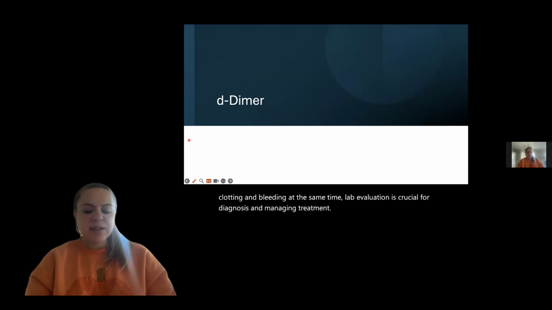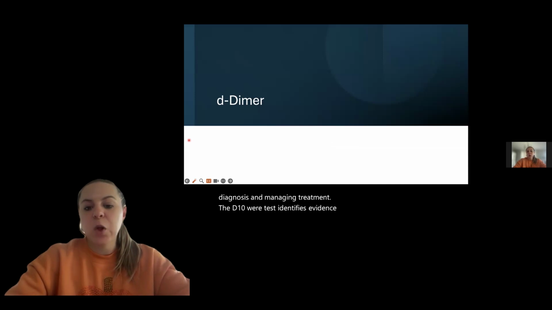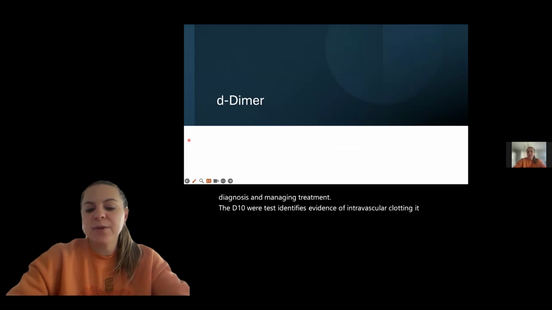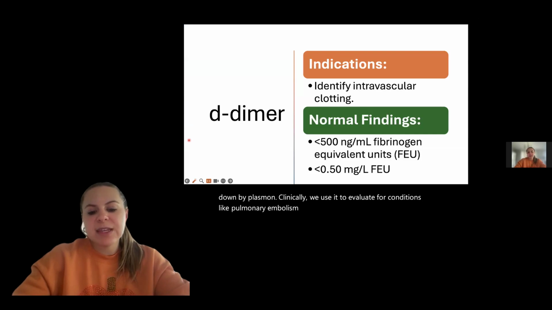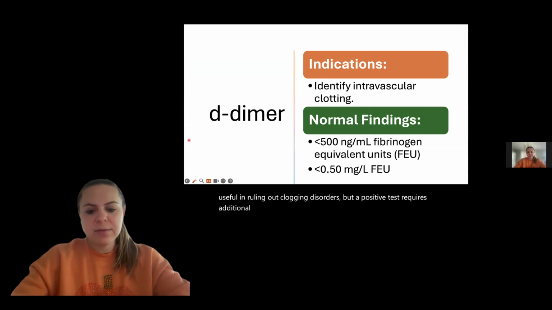The D-dimer test identifies evidence of intravascular clotting. It measures fragments produced when cross-linked fibrin is broken down by plasmin. Clinically, we use it to evaluate for conditions like pulmonary embolism, deep vein thrombosis, and DIC. While it's sensitive, it's not specific. That means a negative D-dimer is very useful in ruling out clotting disorders, but a positive test requires additional evaluation.